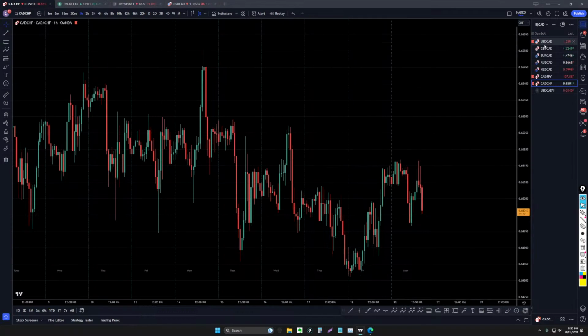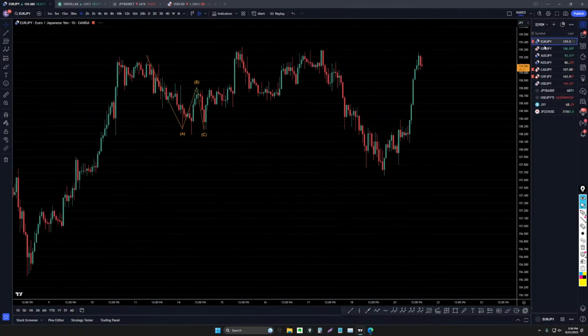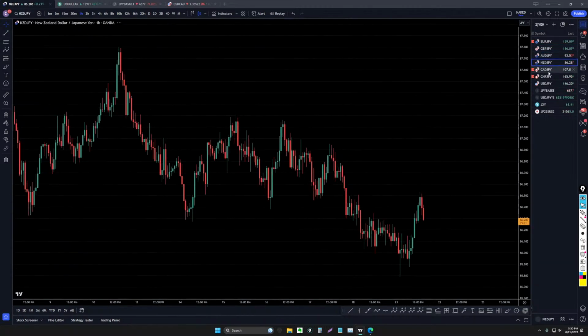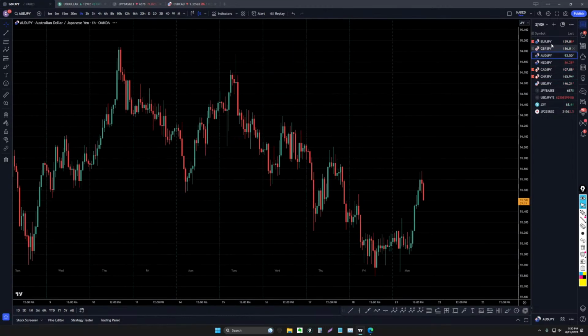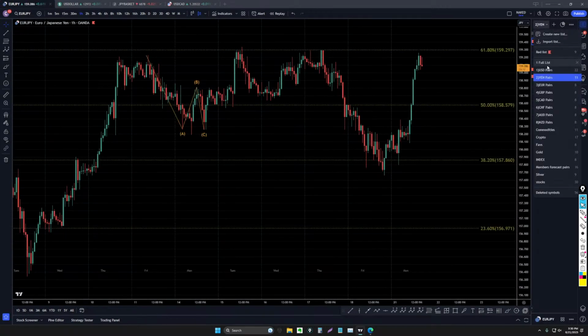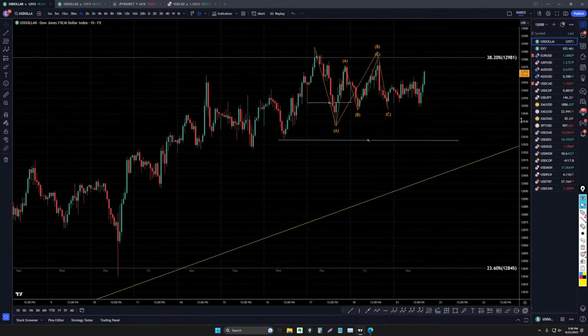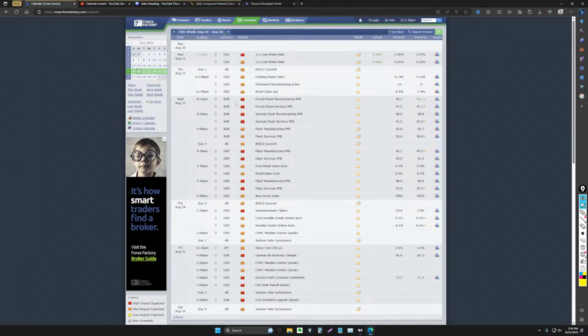So let's see. Yeah, dollar moving nice, yen moving nicely. Everything really. I don't see any reason to think the yen move is over. I don't see any reason to think the dollar move is over. So really nice for a Monday, probably because of all that news we got this week.